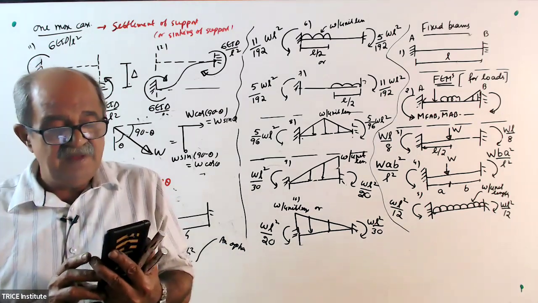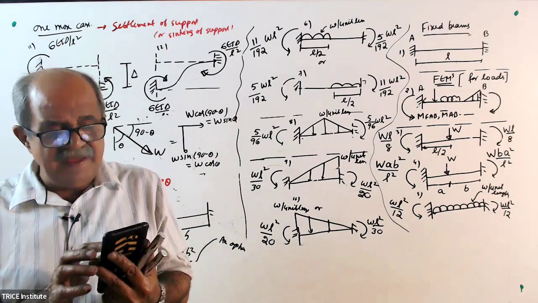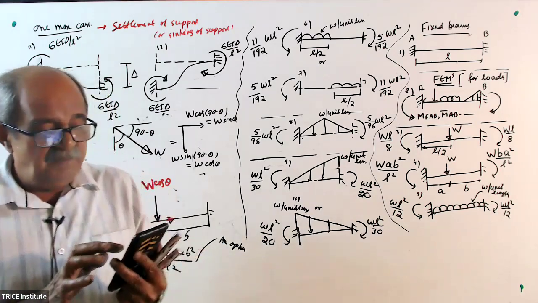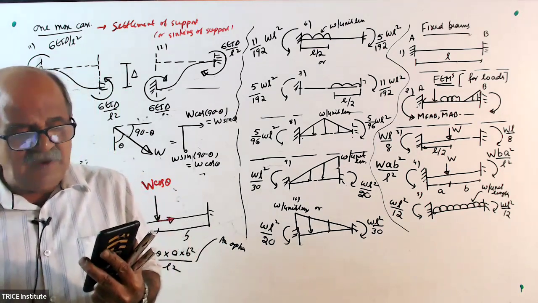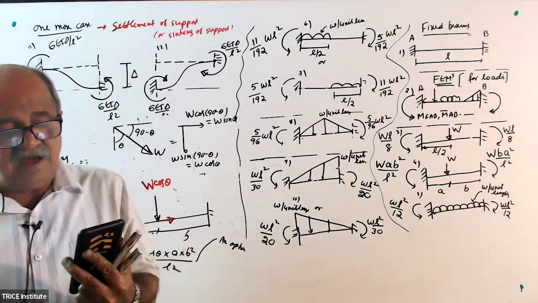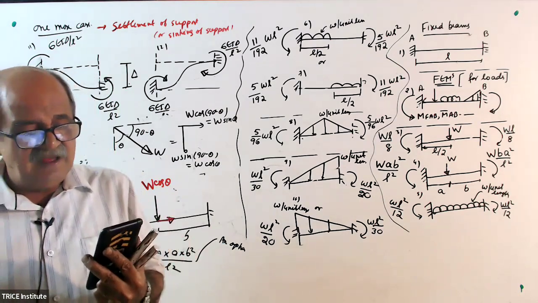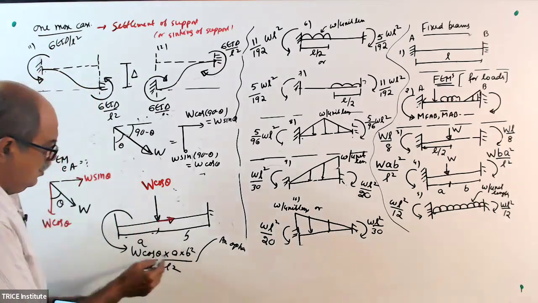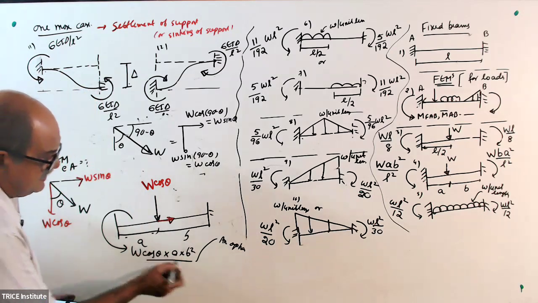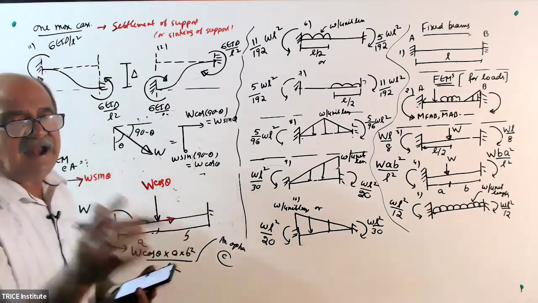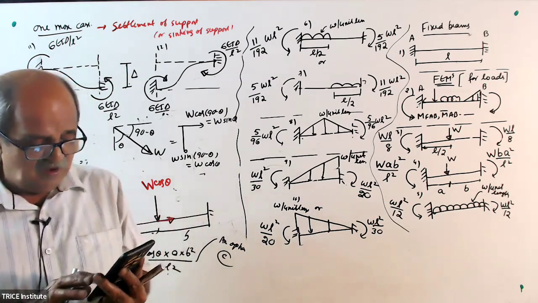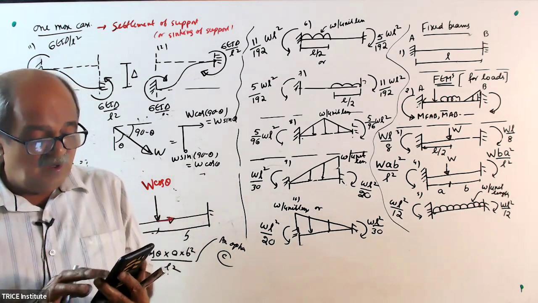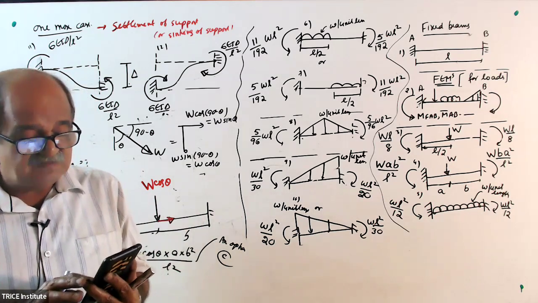Option A, WAB square by L square into cos square theta. No. B option, WA square B by L square cos square theta. No. Third option, WAB square by L square cos theta. Yes. WAB square by L square into cos theta. Option C is the correct answer. Right. That's all. Now, next question.